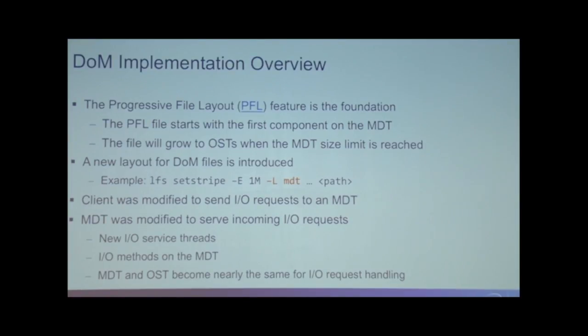To do this, we had to modify both client and server code. The client code was modified to be able to send I/O requests to an MDT, and the server side code was modified to be able to serve those I/O requests with new I/O service threads and methods. At this point, basically the MDT and the OST become nearly the same for I/O request handling.